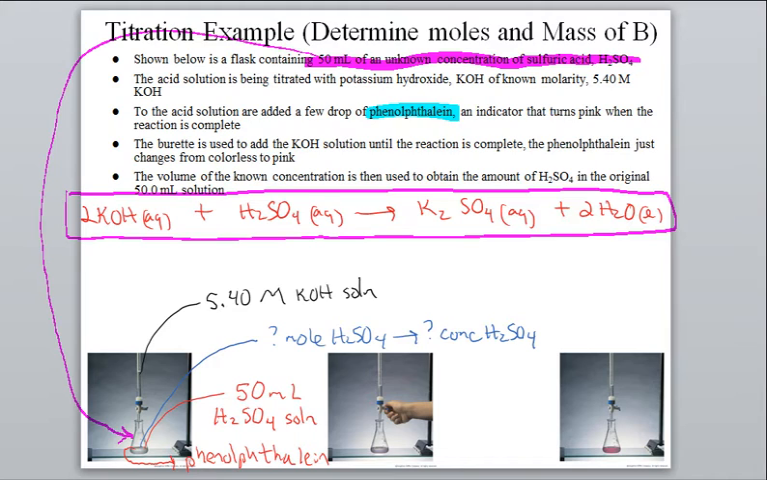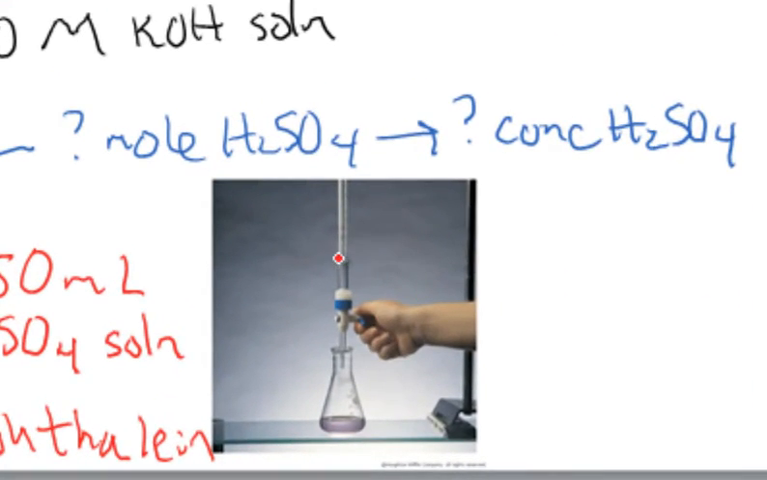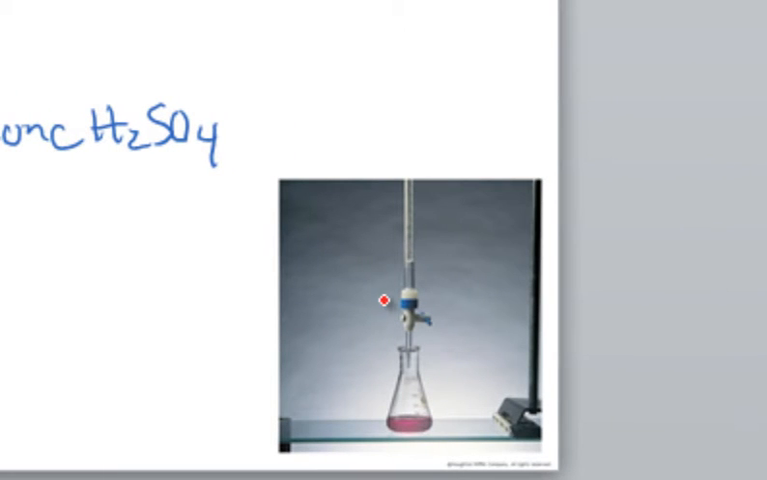Once you have that in there, you'll start adding your base, the potassium hydroxide. This is our A. The sulfuric acid is our B. As you add the potassium hydroxide, you use the valve to open and close. But as you add it, you'll grab onto the Erlenmeyer flask and swirl it to mix it. At some point, you'll be adding the potassium hydroxide slowly. The solution is going to turn pink and remain pink. And that's what we call our equivalence point, the end point.